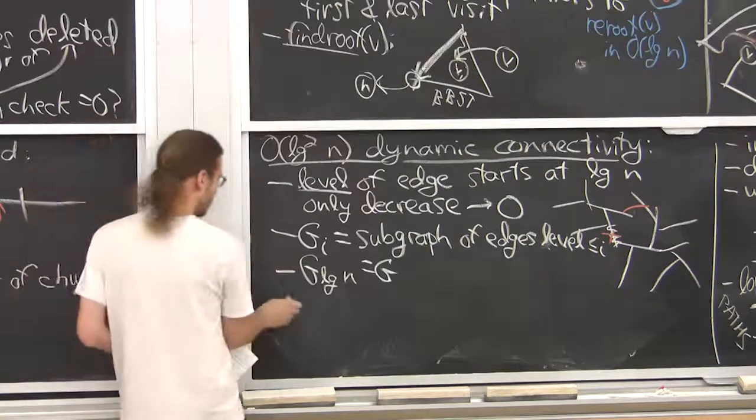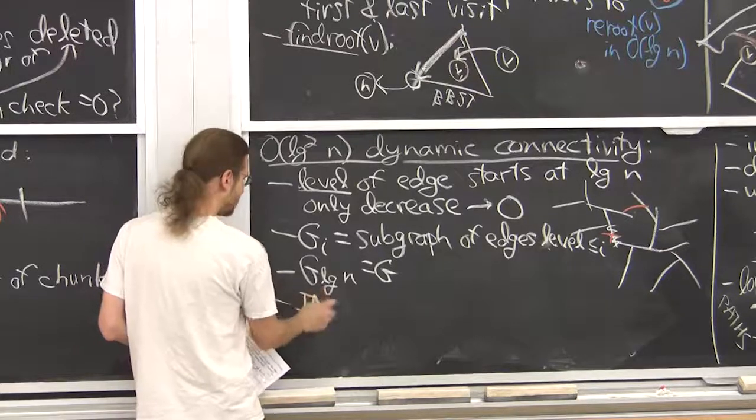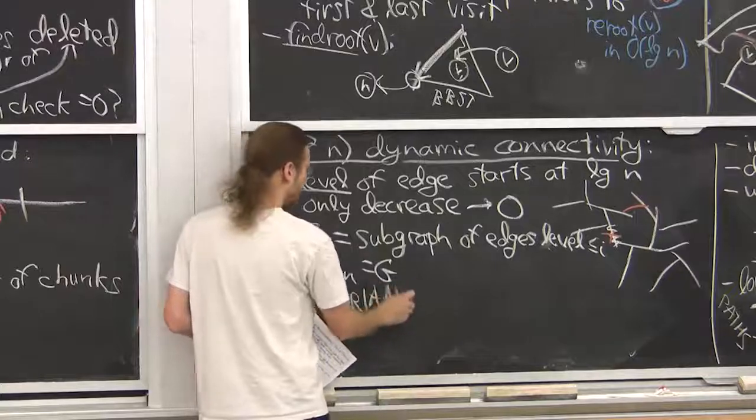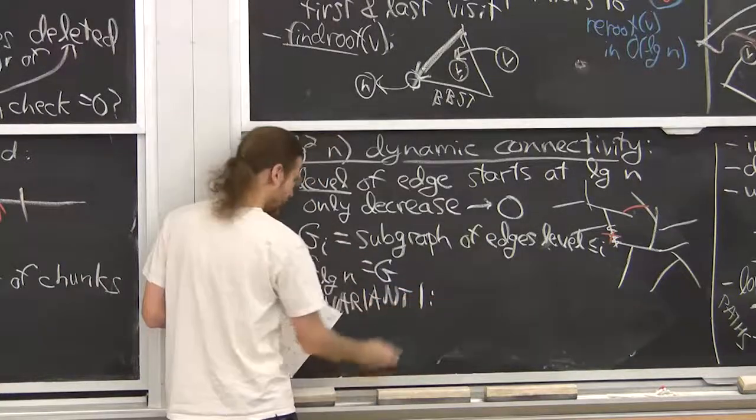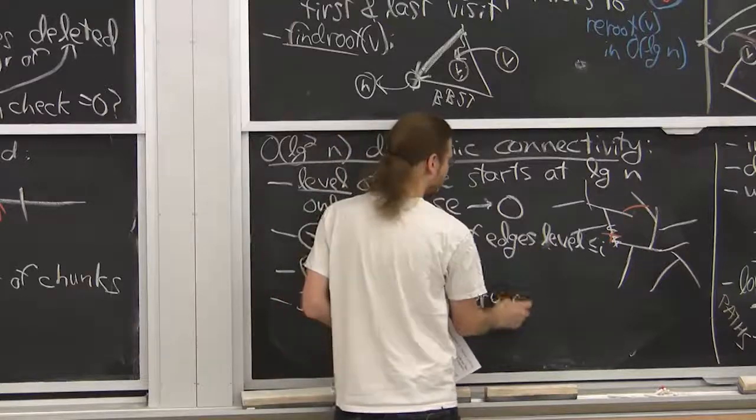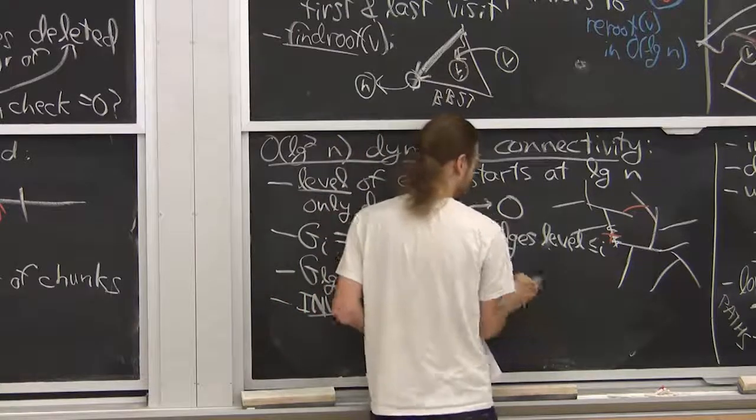Okay. And there are going to be two key invariants we have over these structures. Invariant 1 is that every connected component of G_i is small.